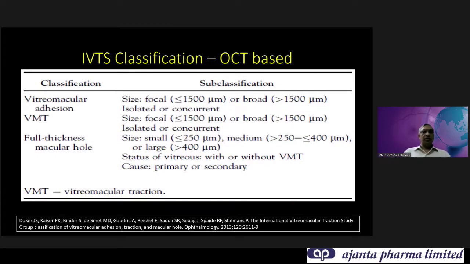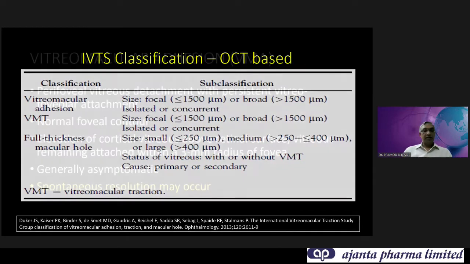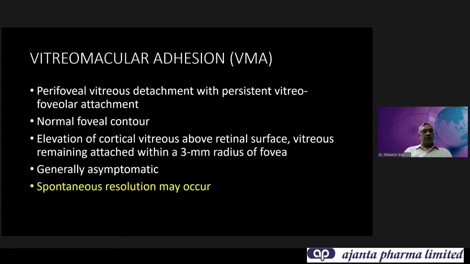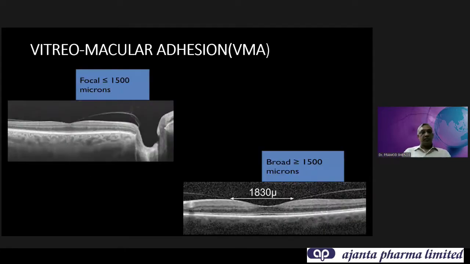I'm not going to go into detail. The International Vitreomacular Traction Study Group grossly divided vitreomacular traction into vitreomacular adhesion, vitreomacular traction, and full thickness macular hole. We deal with them one by one. Vitreomacular adhesion is basically perifoveal detachment, but with normal foveal contour. There is no tug or pull on the foveal area. You have an elevation of the cortical vitreous above the retinal surface, but patients generally are asymptomatic, and usually it leads to spontaneous resolution over a period of time.